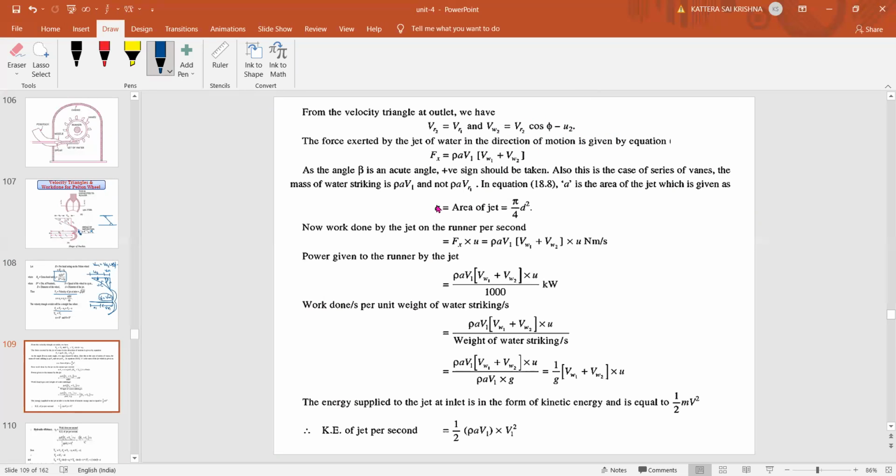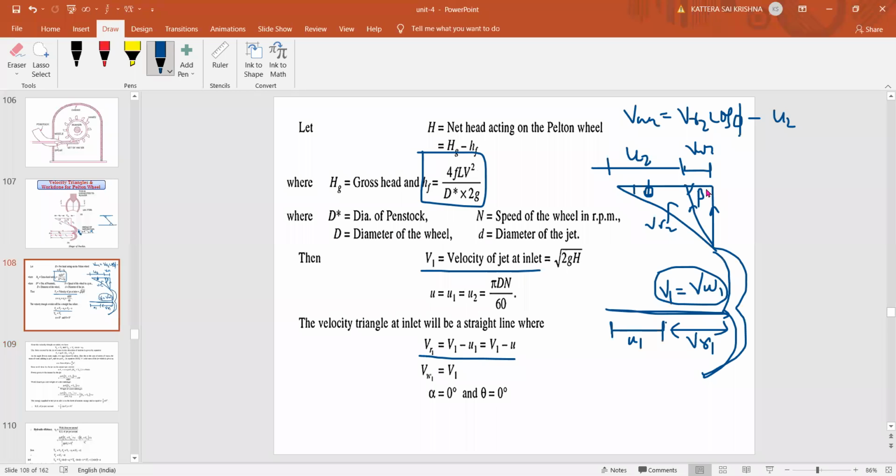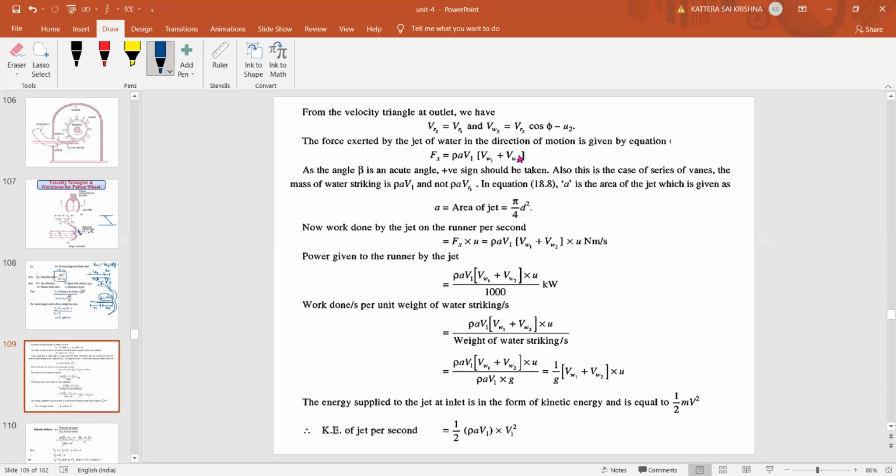Next, already we know the force exerted in the x direction is Fx equal to the mass flow rate, rho a V1, mass per second, into initial velocity minus final velocity. So here, as for the angle, if you take the component of this, it will be showing the negative direction. So initial minus of minus VW2, that becomes VW1 plus VW2. This derivation is not that important, but you just need to know how you are getting all the things. Already we have seen the same thing.